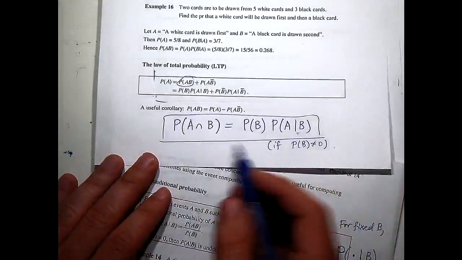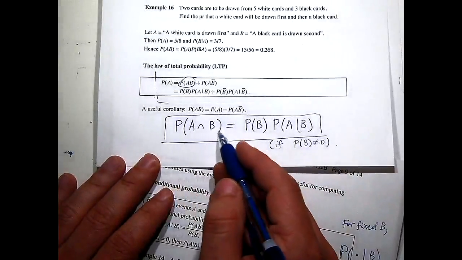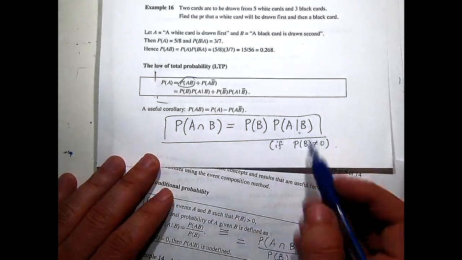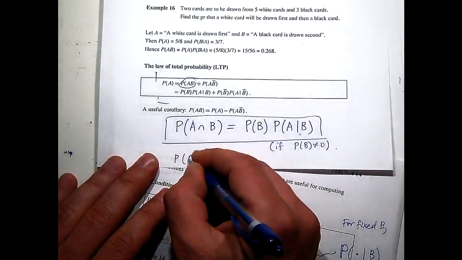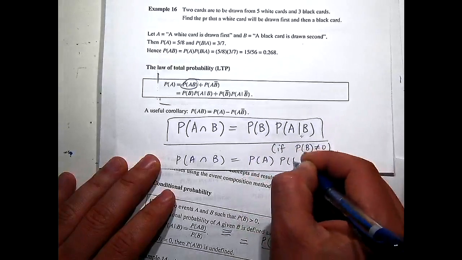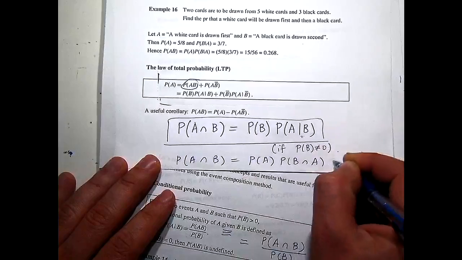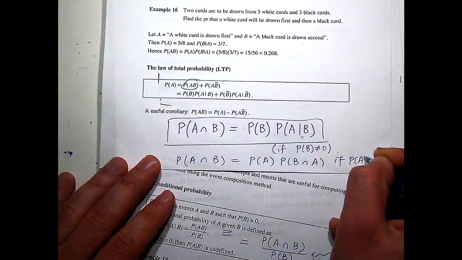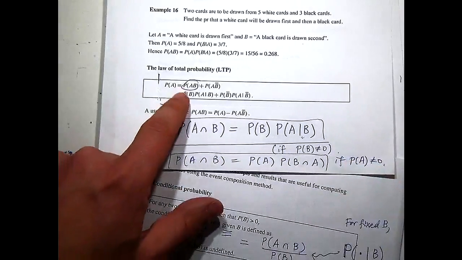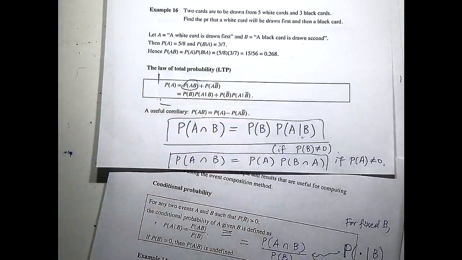Equivalently, you can do it the other way around. The probability of A intersect B, of course that's symmetrical, is also the probability of A times the probability of B given A, if the probability of A is non-zero. So both of those are worth bearing in mind. The law of total probability just puts it together with B and B complement.